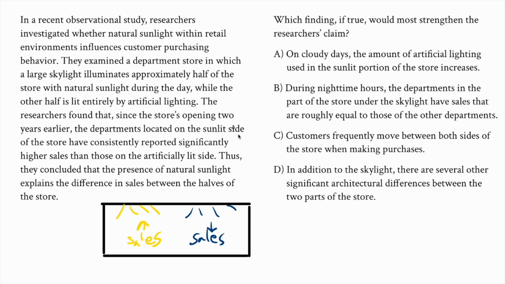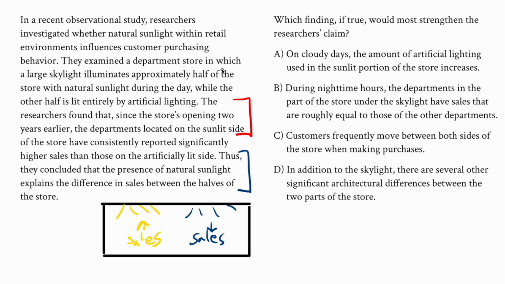And so we have a conclusion, and then we have evidence, namely that there has been this difference in sales between the two sides of the store. So it's not like the first example that we looked at in which we had a conclusion but no evidence. It's also not really like the second example in which we had a conclusion and then partial evidence and then a gap. So then how could we possibly strengthen it?